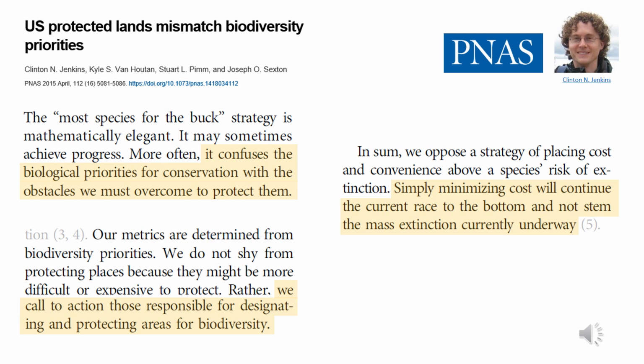The Jenkins et al. study was composed in order to provide a visual aid where these species, defined as endemic, were located. The visual map is a tool to be used to call to action those responsible for designating and protecting areas for biodiversity.